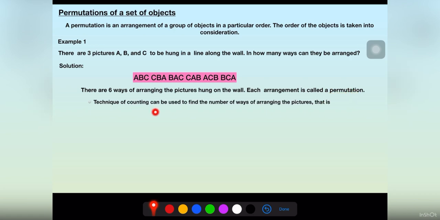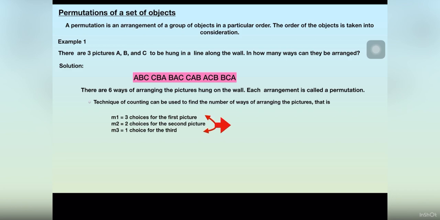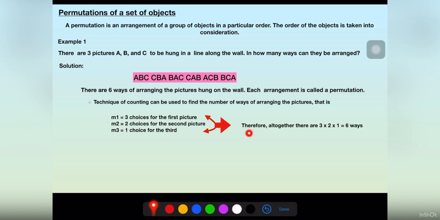The technique of counting can be used to find the number of ways of arranging the pictures. That is, m1, we have three choices for the first picture. m2, two choices for the second picture, and m3 is one choice for the third one. So therefore, altogether, there are 3 times 2 times 1 equals 6 ways.